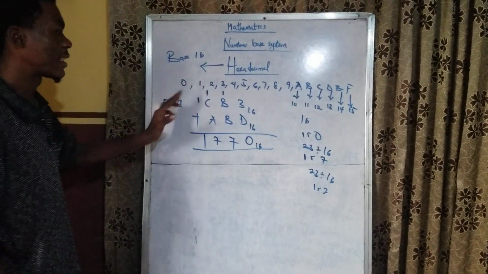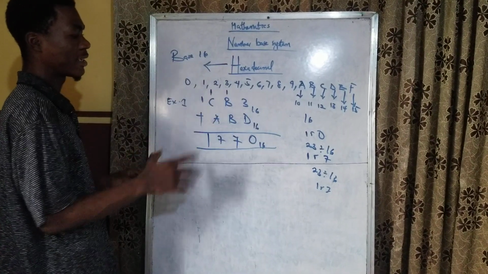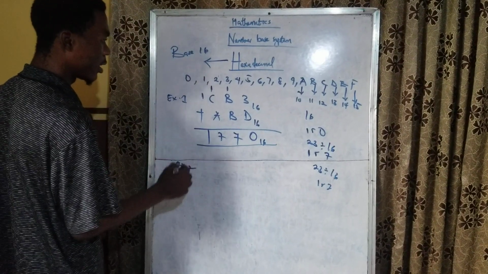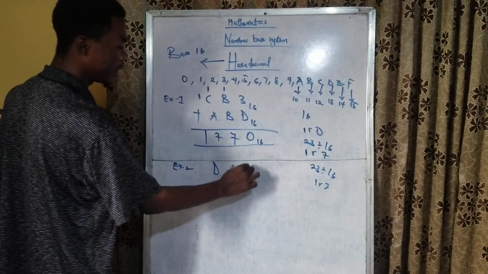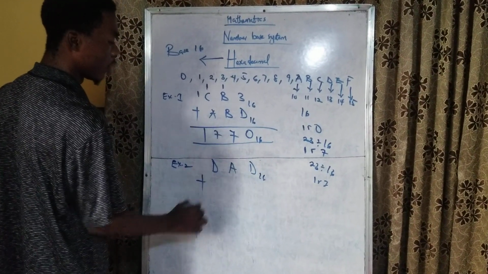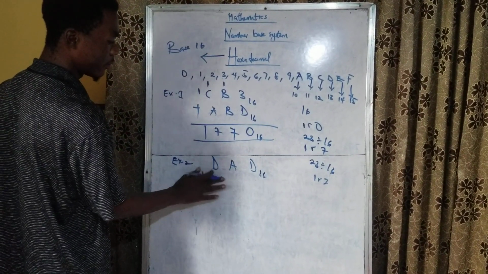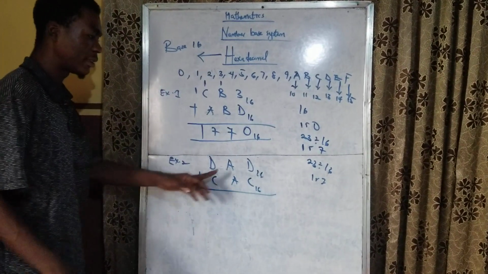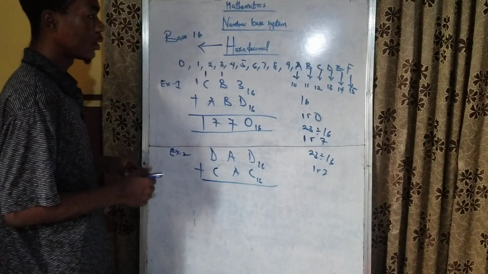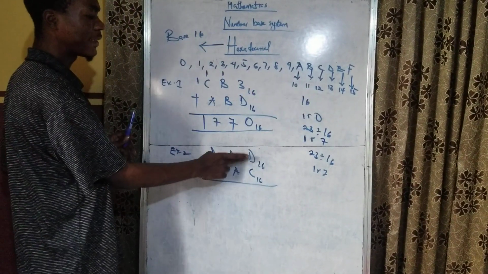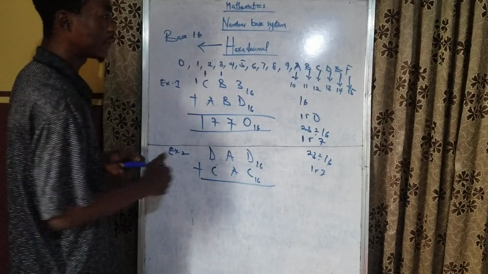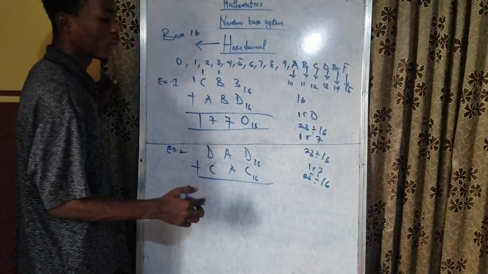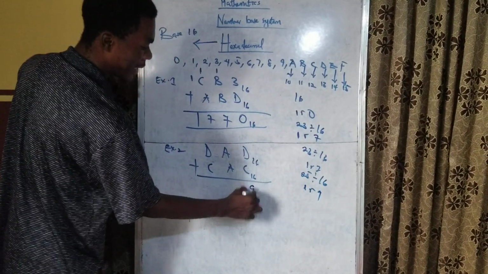So let me do another example on this. Let me just use everything as a hexadecimal to solve questions on example 2. Let's just say we are having DAD, D-A-D, base 16, plus CAC, base 16. Then we get that. Now, for our D, what do we have as our D here? That's 13. So 13 plus C, that is 13 plus 12. That is what? That's 25. 25 divided by 16. That will be what? 1, remainder 9. So we are writing 9, we are keeping 1.